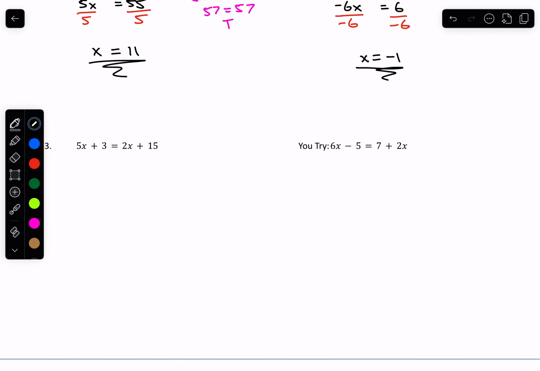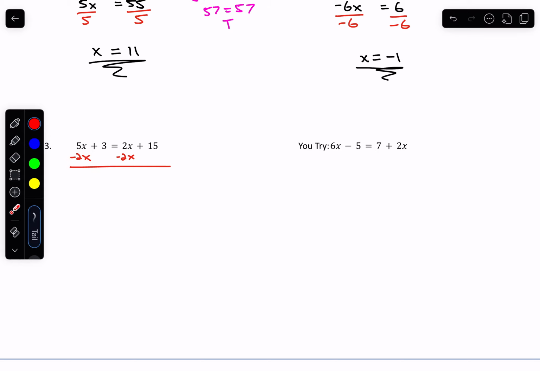Okay, for number 3, we have 5x plus 3 equals 2x plus 15. This is the first one where we have to move the x's as well as the numbers. So what we want to do is first get all of the x terms on one side. So I'm going to move all of the x's to the left by subtracting 2x from both sides. But notice that when I do that, I don't just write the 2x anywhere on the screen. I specifically write 2x underneath the 5x. That way they create this nice stack where I don't have to think about what to do with the 2x.